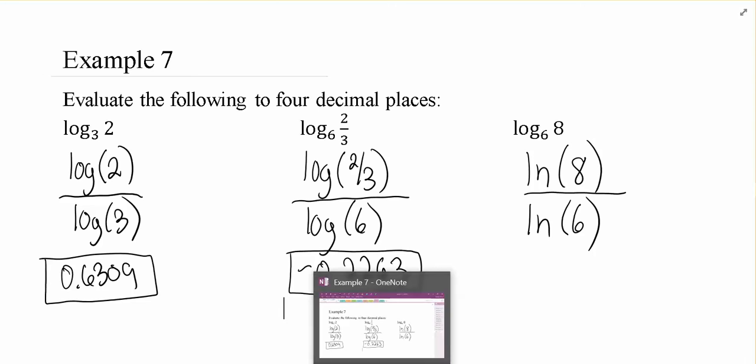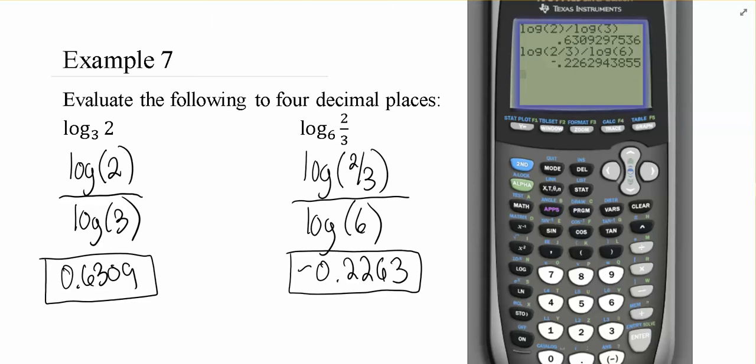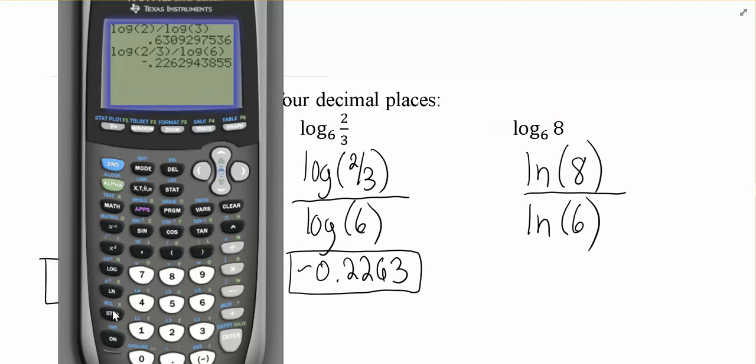And then lastly, let me move my calculator over here so we can see it. Lastly, I chose to switch to natural log. Again, there's no reason for me to switch to natural log. I just want to show you that you can get a correct answer with natural log or common log, whatever floats your boat. We got 1.1606.